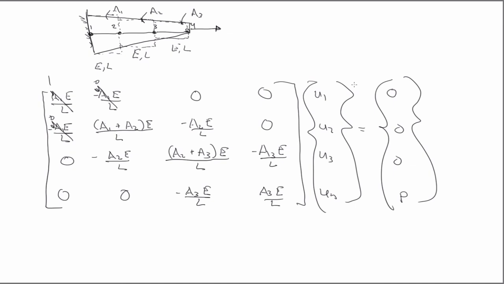And the other advantage of it is that we get a symmetric stiffness matrix. You notice the examples we've worked, the stiffness matrix is symmetric, and that makes it easy to solve in a computer.